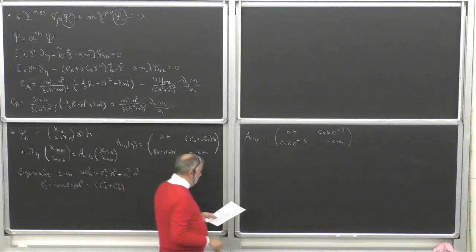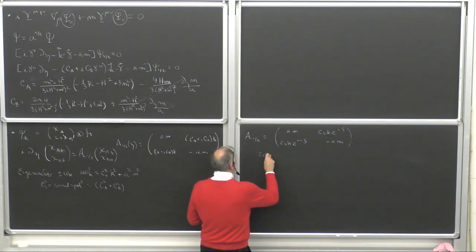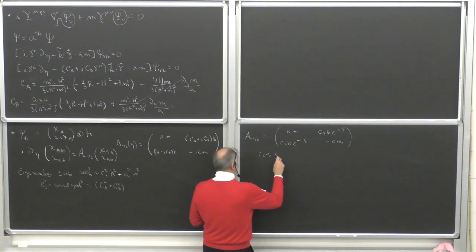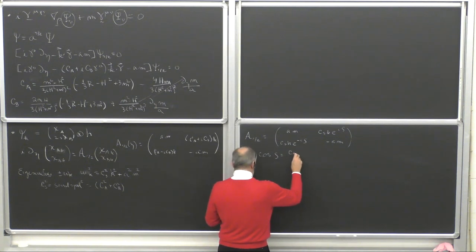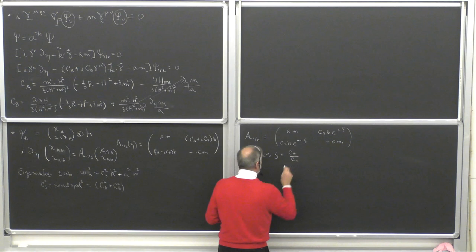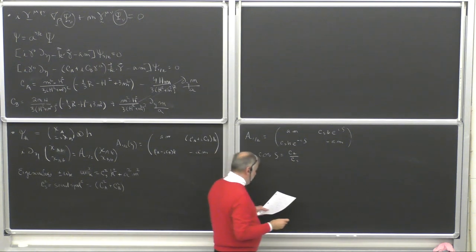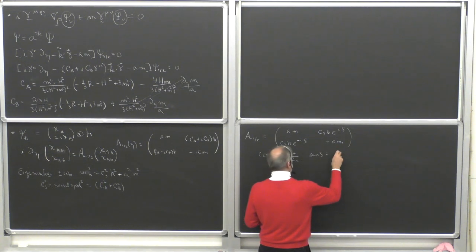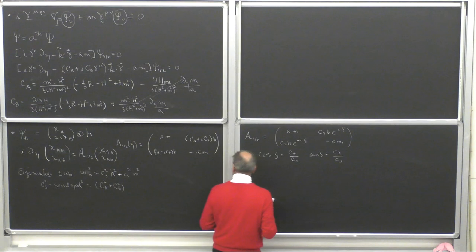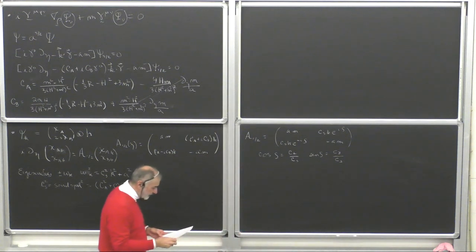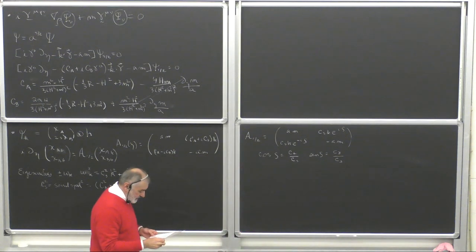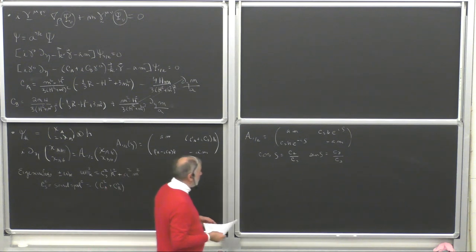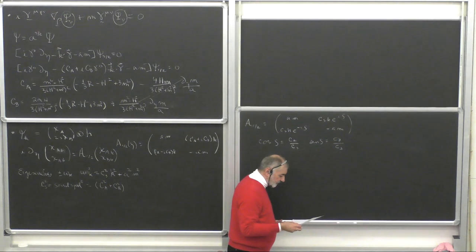And here, cosine of zeta is CA over CS, and sine zeta is CB over CS. CS, again, is the sound speed, the square root of CA squared plus CB squared. And then we can diagonalize this with a unitary transformation.